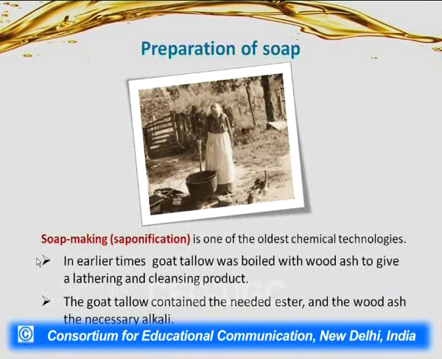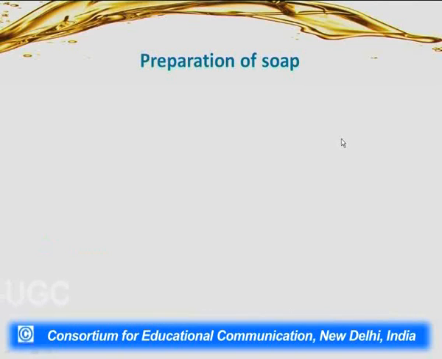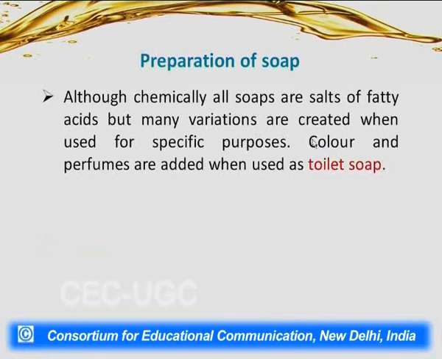As I said, soap making is one of the oldest chemical technologies. In earlier times, when there was no knowledge about carboxylic acid or sodium hydroxide specifically, goat tallow was boiled with wood ash to give a lathering and cleansing product. The goat tallow at that time contained the needed ester, and the wood ash the necessary alkali. A lot of hydroxides are there in wood ash, so they were used as alkali in that.